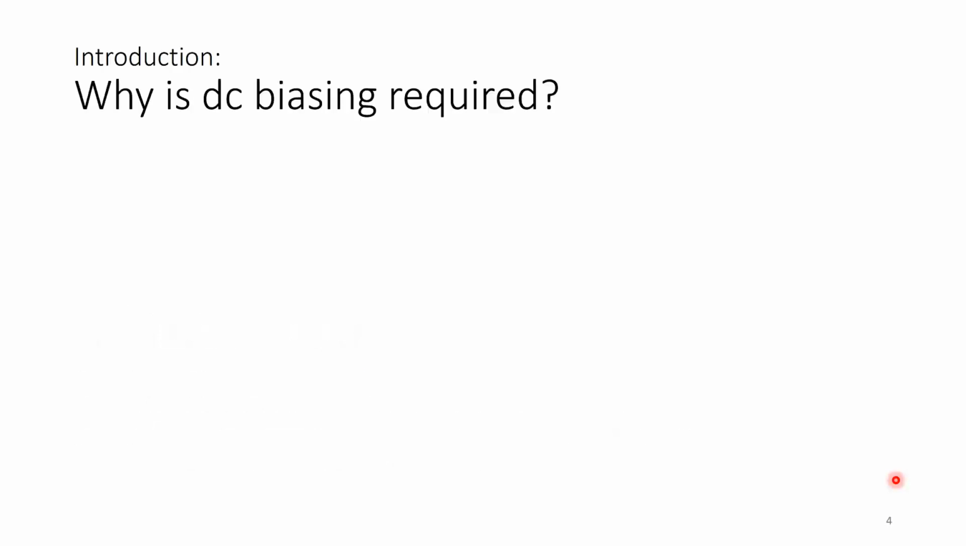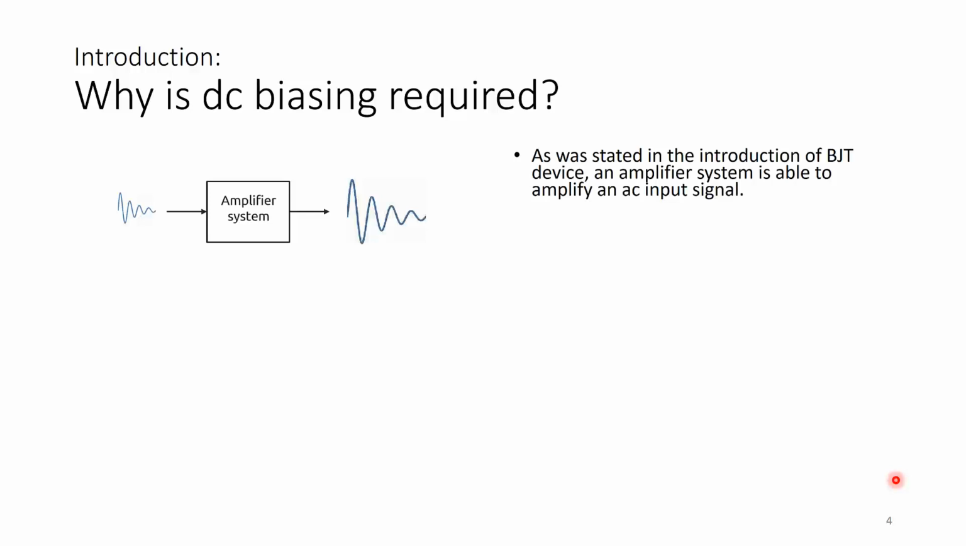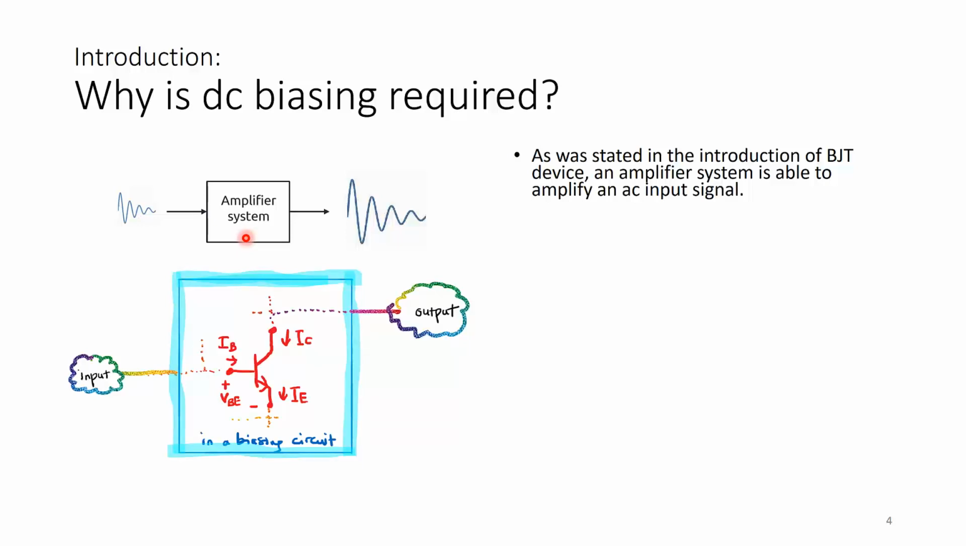So for the introduction, why is DC biasing required? From the previous lecture, as was stated in the introduction of the BJT device, an amplifier system is able to amplify an AC input signal. Meaning, if you give the amplifier system a small AC input signal, it can amplify the voltage, current, or power of the signal fed to it. The key device in the amplifier system is the transistor. So with a BJT in the amplifier system, it can receive an input and produce an output, as illustrated in the diagram above.